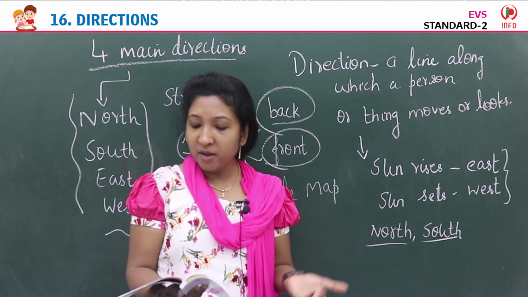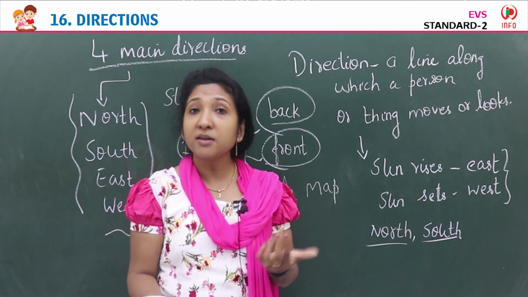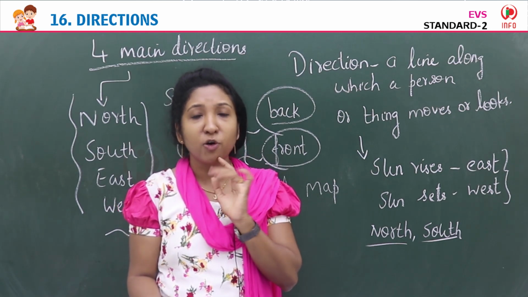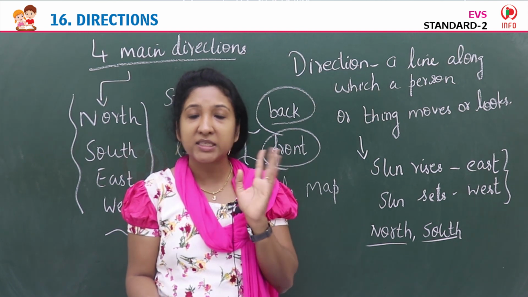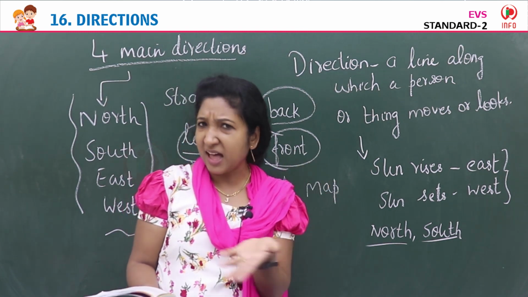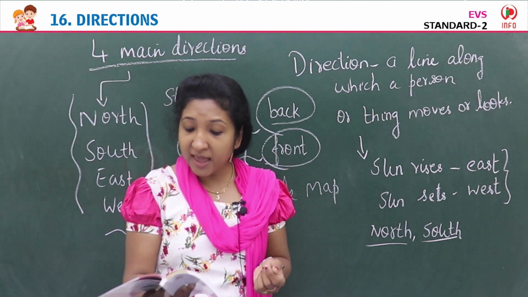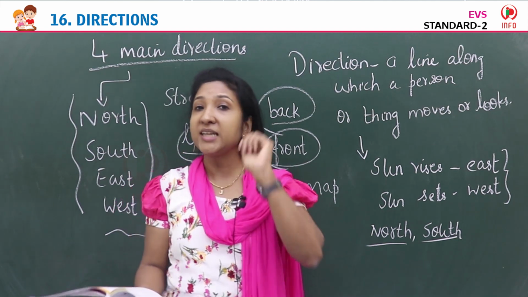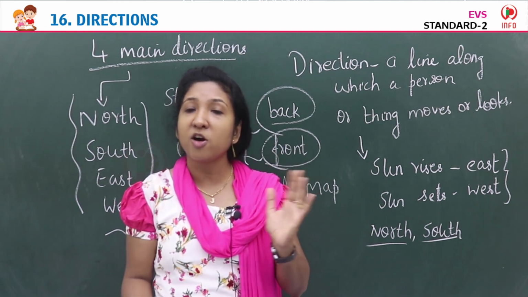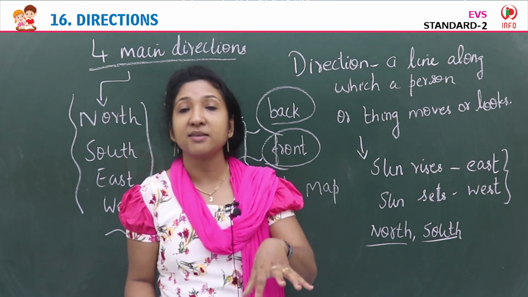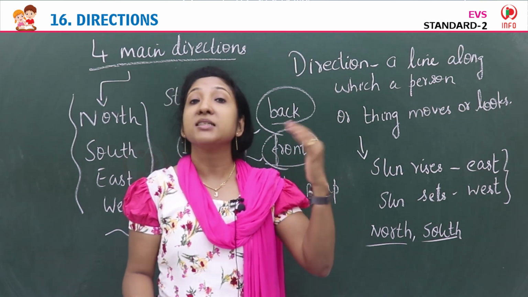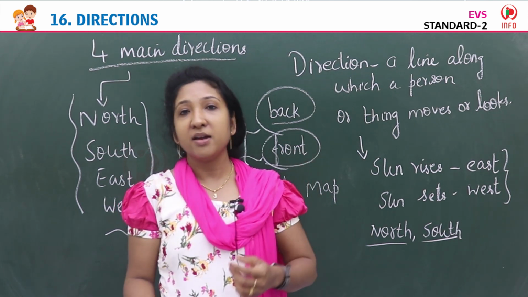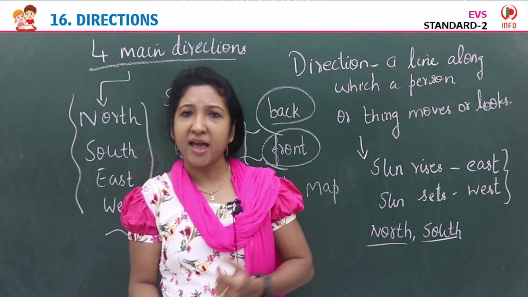With their help, we can find four other directions. Already you learned the four main directions: north, south, east and west. Then what are these other directions? They are called sub-directions. For these main directions, there are sub-directions. So let us learn about these sub-directions.